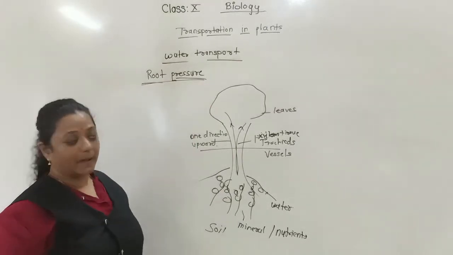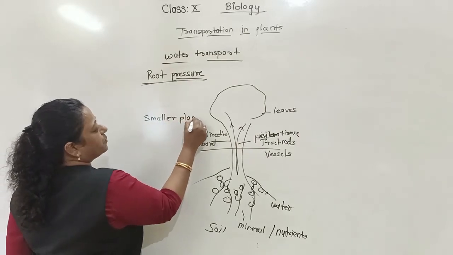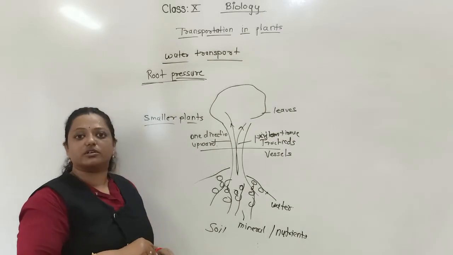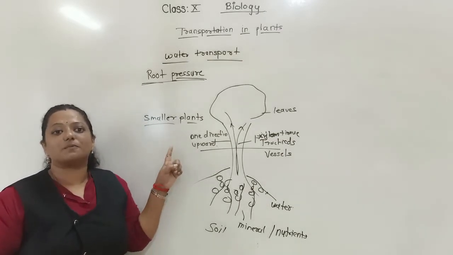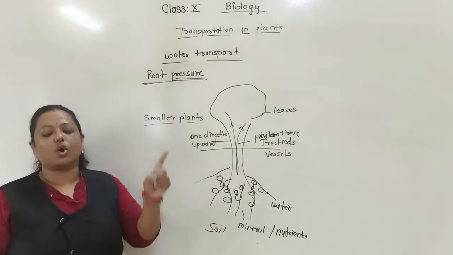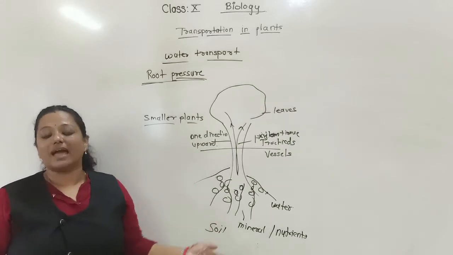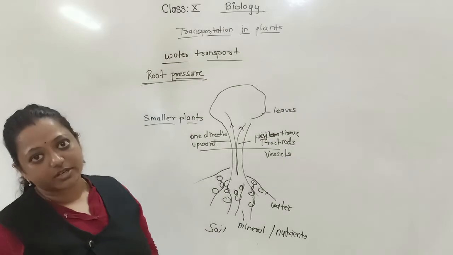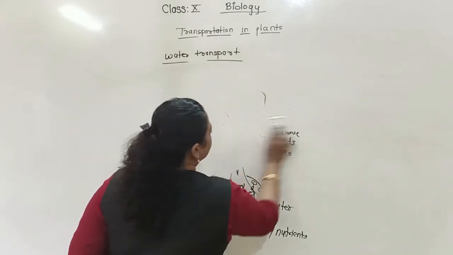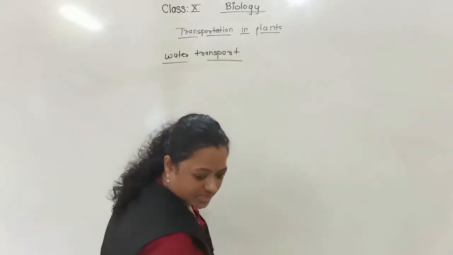Root pressure. But this is possible only in smaller plants. This root pressure can fulfill the demand for water only in the smaller plant. Understood? Then what happens in a tall plant like a coconut, banyan tree or a mango tree? What technique does the plant have to follow to absorb the water? The technique the plant has to follow is transpiration pull. That is what, students? Transpiration pull.